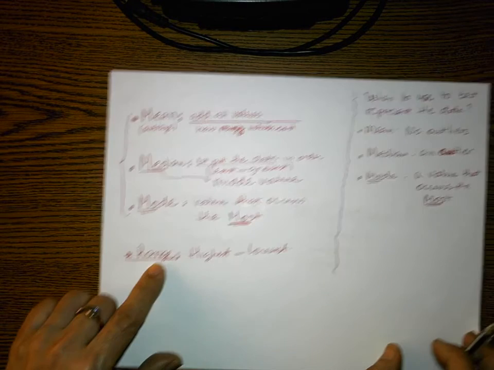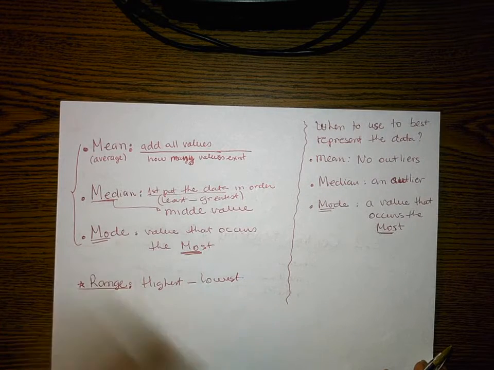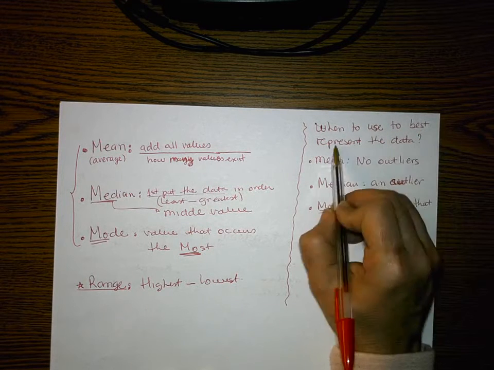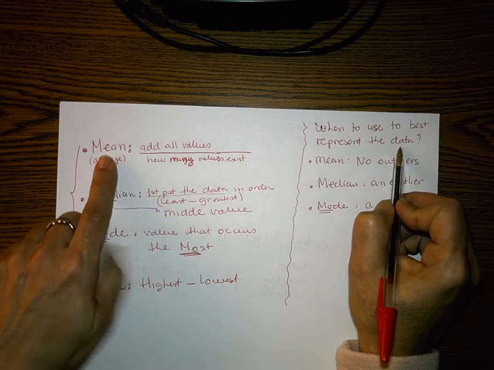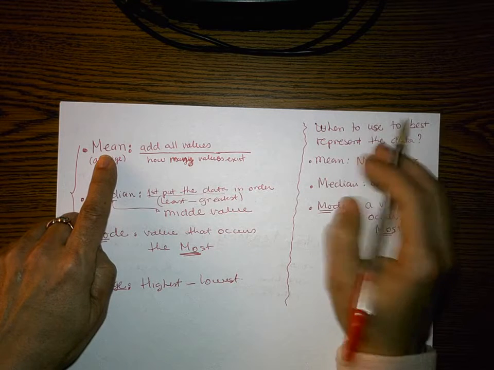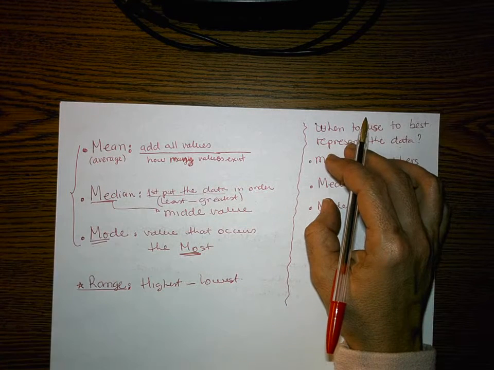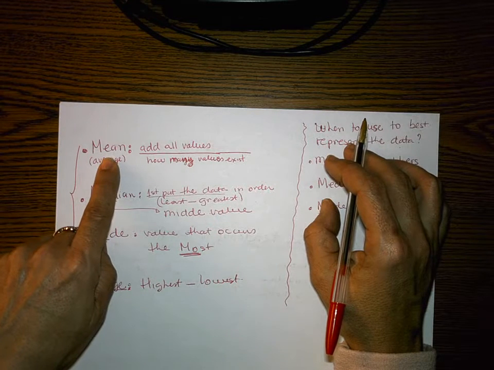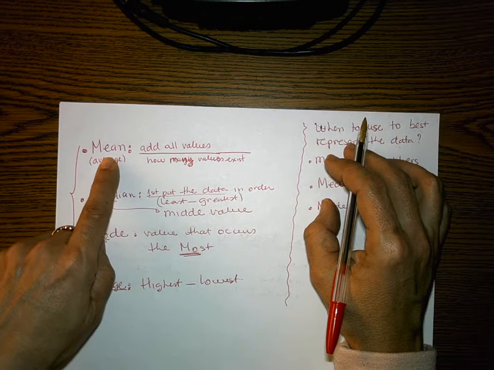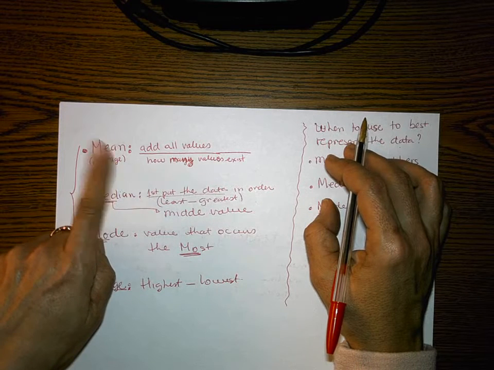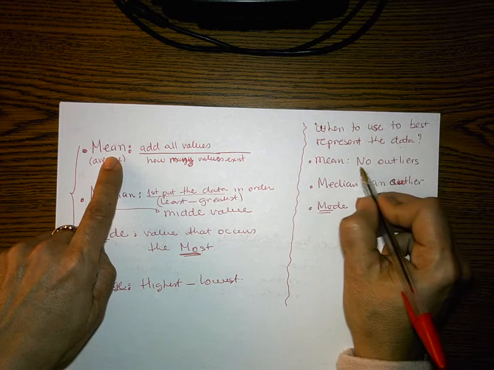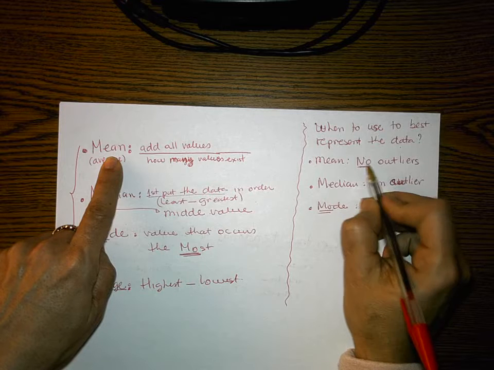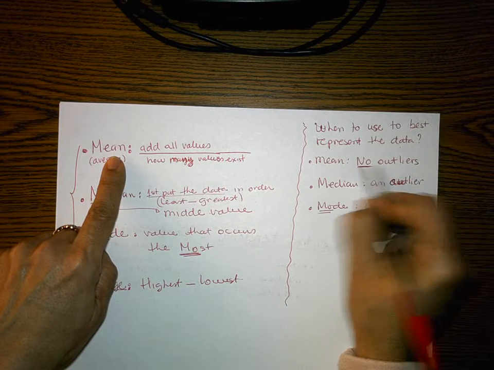Now, which one of these is the best measure to represent a data set? When to use the best measure to represent a data set? We want to use the mean to represent a data set. If someone asks me, I have these values over here, what is the best way I should summarize and represent it? I would represent it with the mean. I would say, hey, the average height of the students in my class is 5.6, 5 feet 6. Because the mean is nice when you have no outliers, when you don't have a value that really stands out. So I would always use the mean if I don't have an outlier.